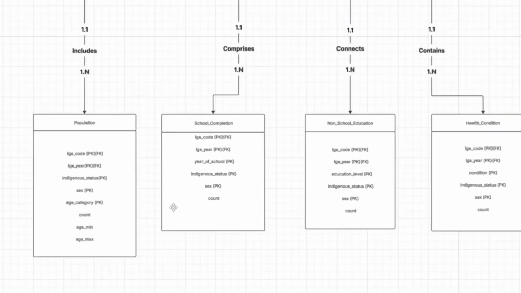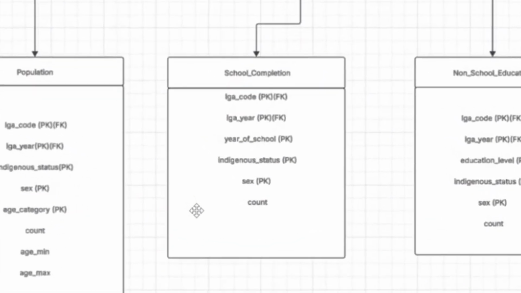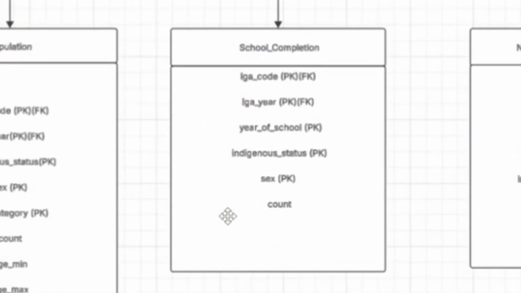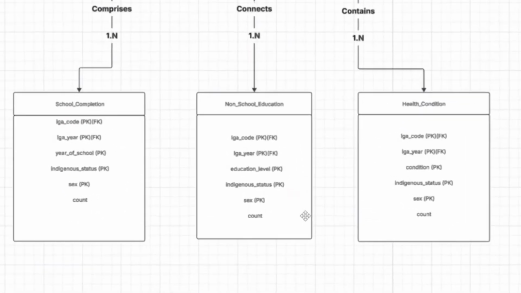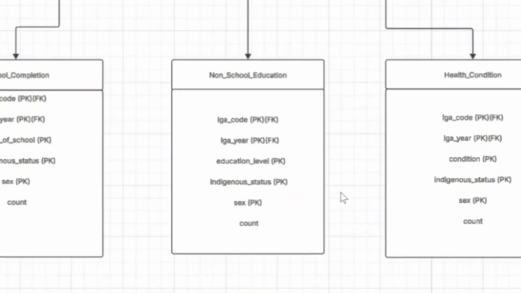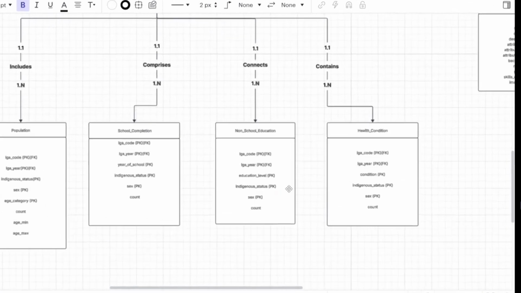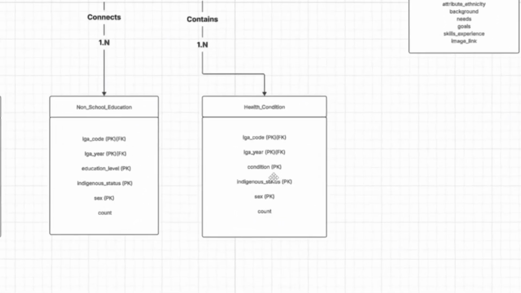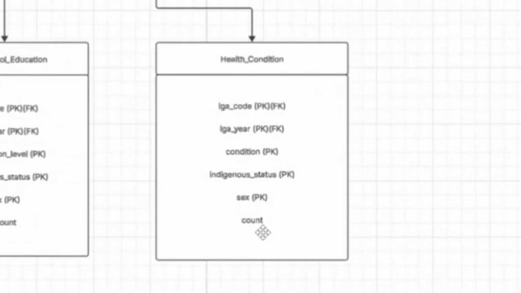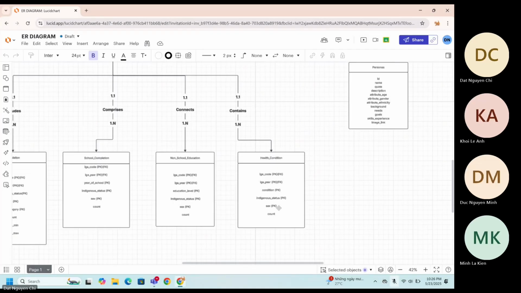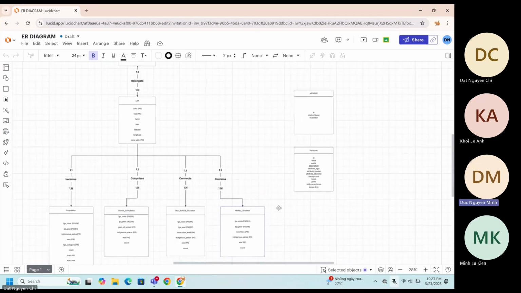Secondly, school completion shows the number of people completing each school year, again broken down by key demographics. Thirdly, non-school education captures higher education levels like certificates and diplomas. And the last one is health conditions, which records the prevalence of various health conditions by demographic group based on the 2021 census.